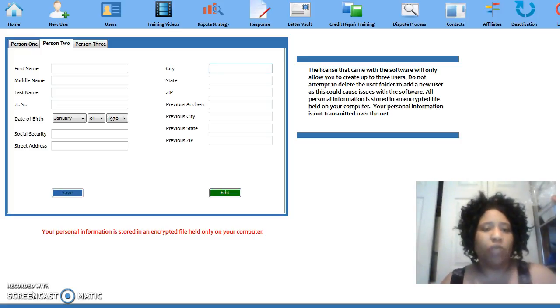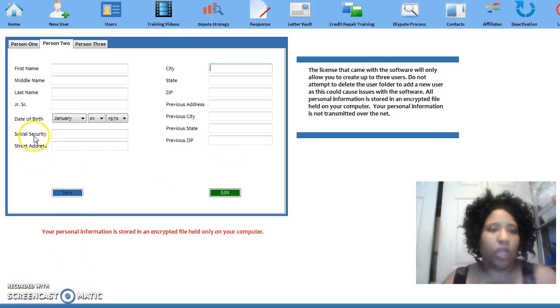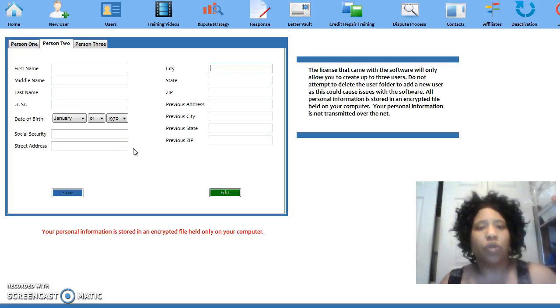So once again, what you are looking at right now is a screen in the software where you have the ability to add all of your personal information. The reason why you want to add your personal information is because what's so great about this software is it's going to not only give you the strategies on what is needed to rebuild and increase your credit score, but it's also going to be used as a tracking device.